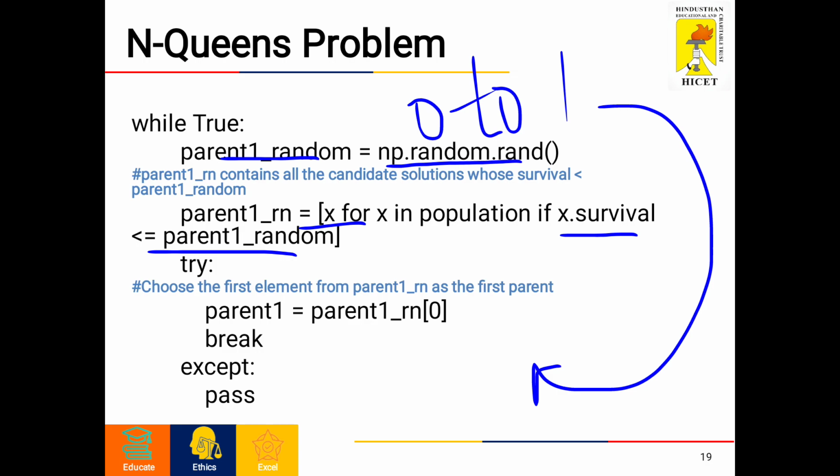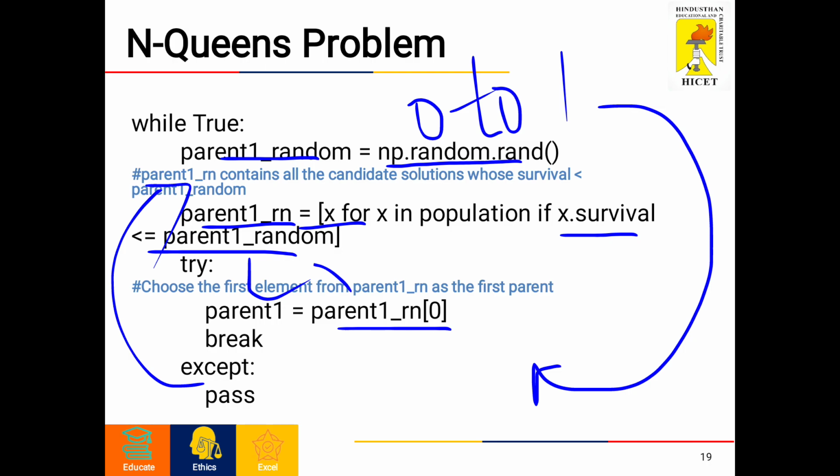So we'll be choosing only those individuals. We won't check all of them; instead, based upon the survival value, we choose the individuals. Those whose survival is less than or equal to parent1_random will be taken, and from this list the first individual will be assigned to parent 1. If this list is empty, the iteration repeats.